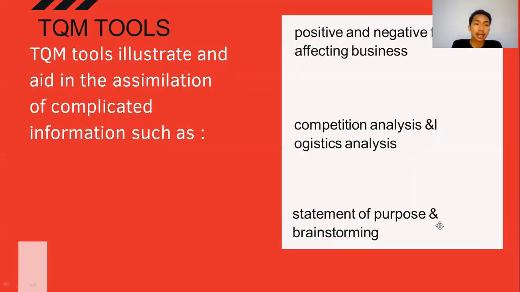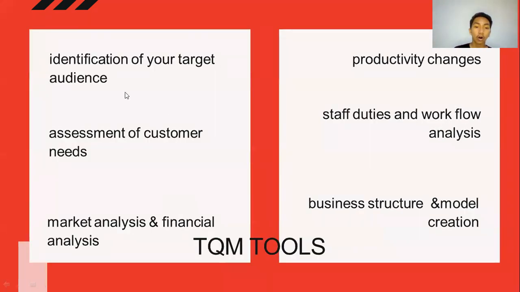The TQM tools illustrate and aid in the assimilation of complicated information such as positive and negative forces affecting business, competition analysis and logistic analysis, statement of purpose and brainstorming. Also consists of identification of your target audience, assessment of customer needs, and market analysis and financial analysis, productivity changes, staff duties and workflow analysis, business structure and model creation.